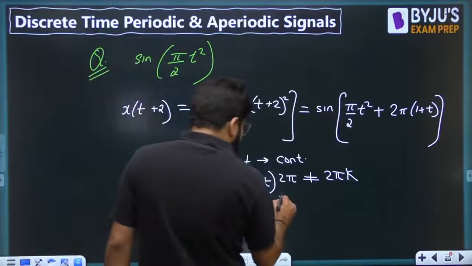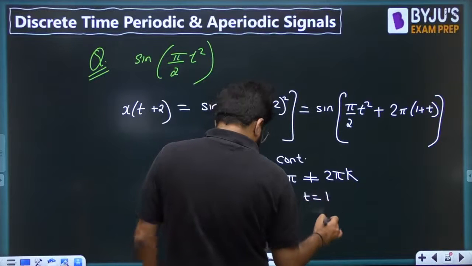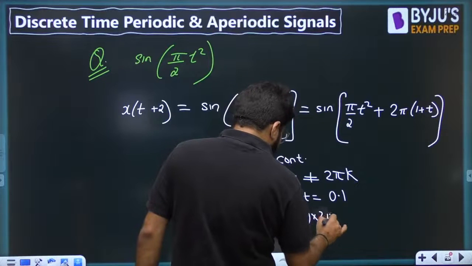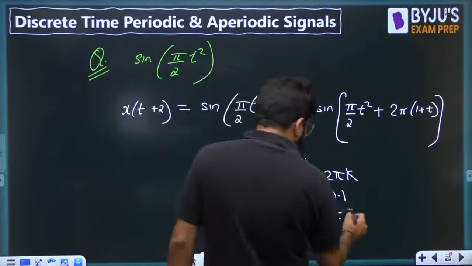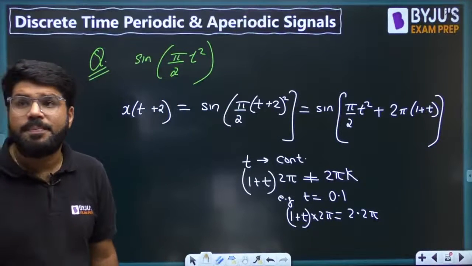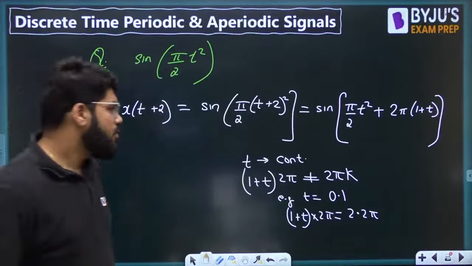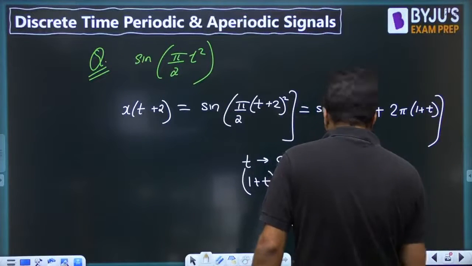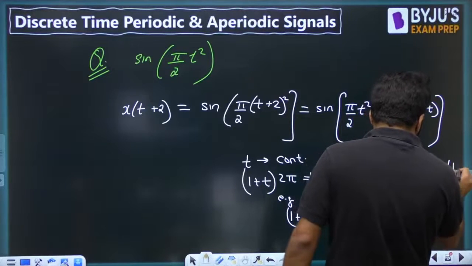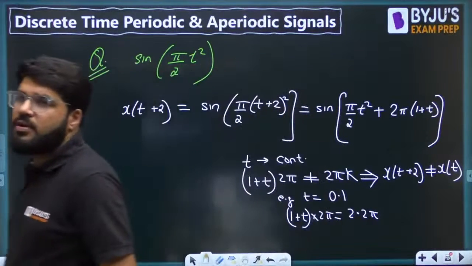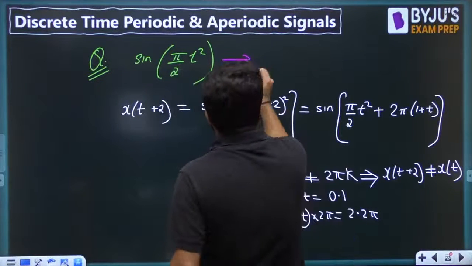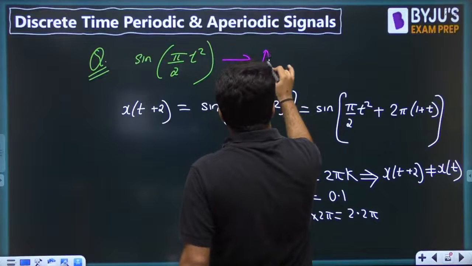Say for example, t can be anything. t can be 0.1. So 1 plus t into 2 pi, how much is it? 1.1 into 2 pi, that is 2.2 pi. And sine theta doesn't repeat after 2.2 pi. It repeats after 2 pi, 4 pi, etc. So because it is not equal to 2 pi k, x of t plus 2 will not come back equal to x of t. So this particular signal in the continuous time domain will be aperiodic.